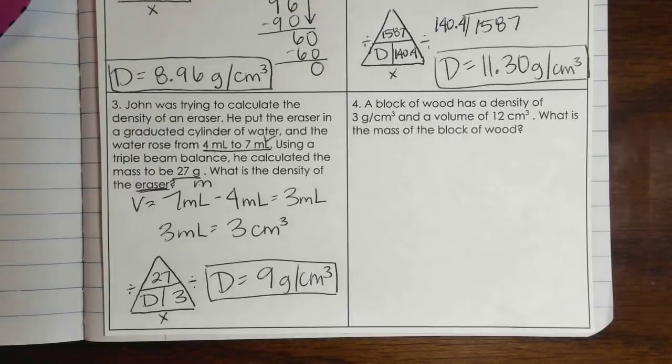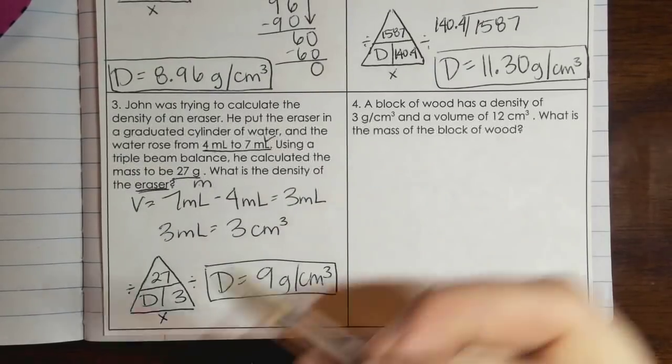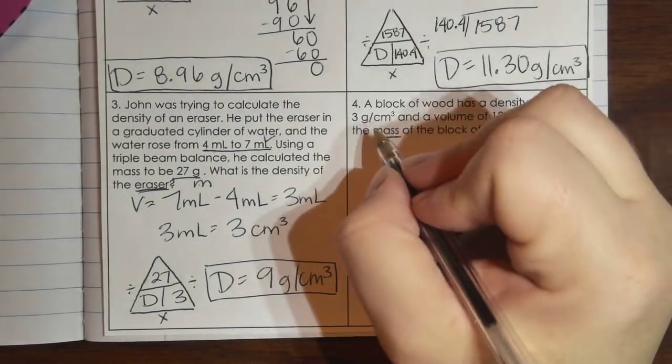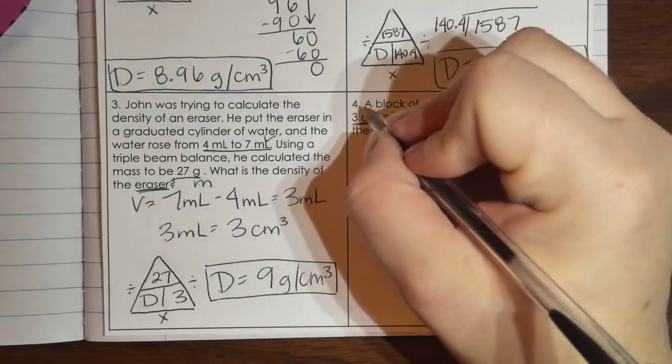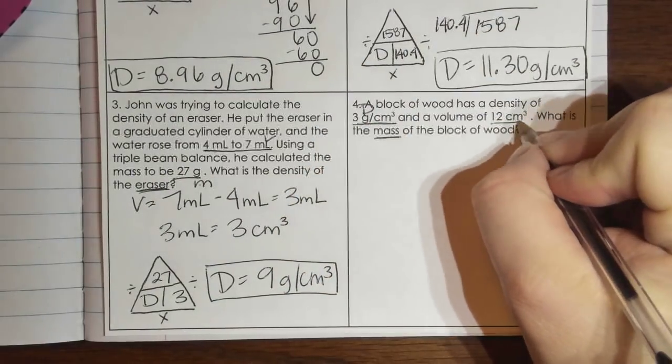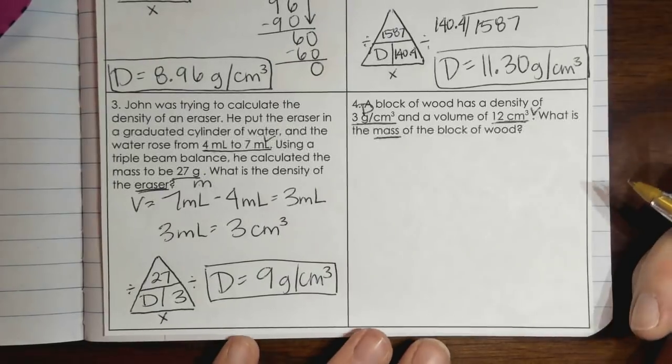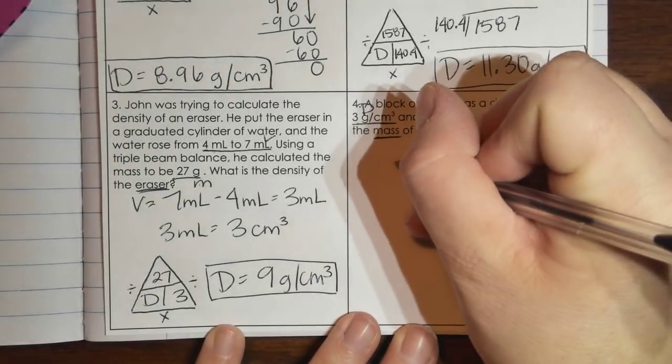Number 4 says a block of wood has a density of 3 grams per centimeter cubed and a volume of 12 centimeters cubed. What is the mass of the block of wood? So now we're not looking for density. Now we're looking for mass, right? They tell us the density, and they tell us the volume, and they want to know what is the mass. This is where the triangle especially comes in handy.